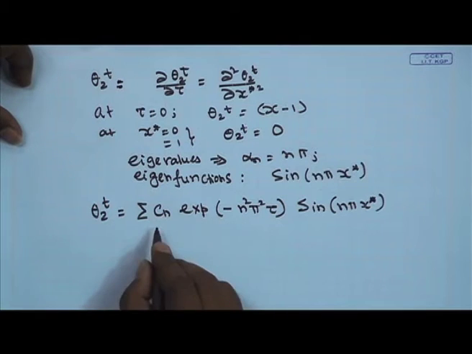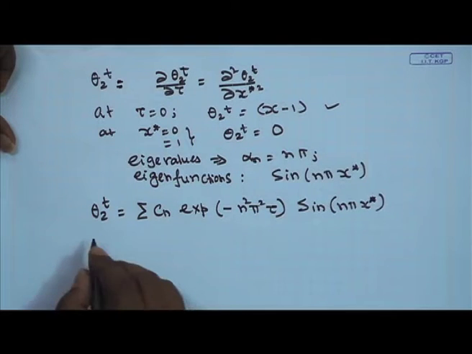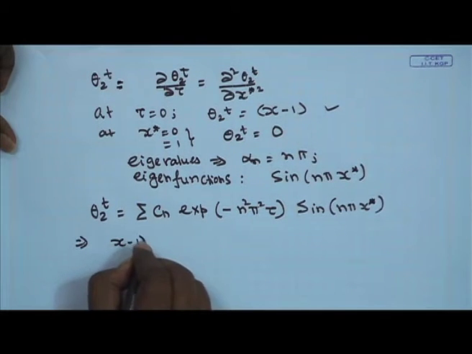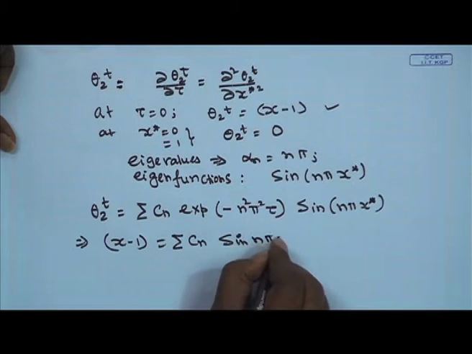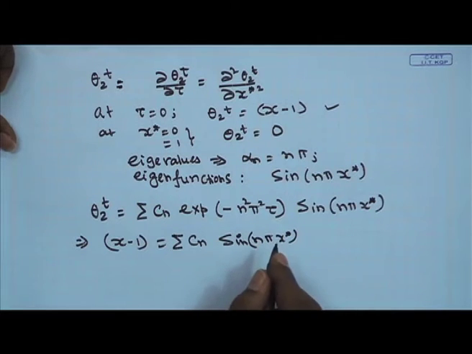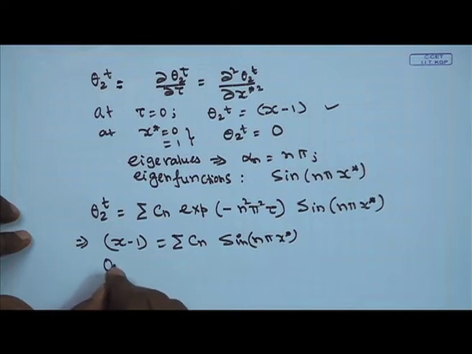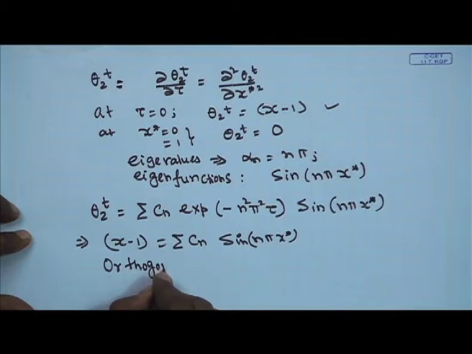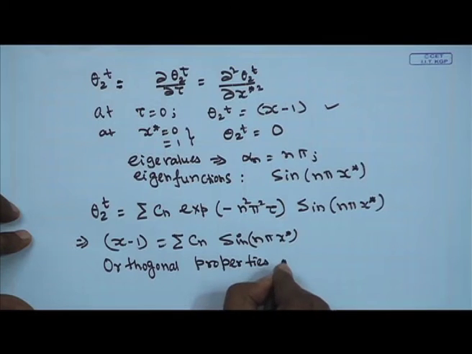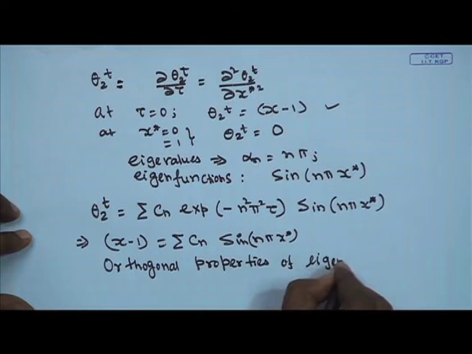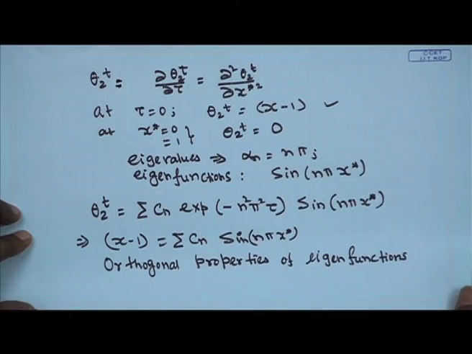So this Cn, the constant, has to be evaluated from the non-zero initial condition. That means x minus 1 will be summation of Cn sine n pi x star, and we will be evaluating it by using the orthogonal property of the sine functions, or eigenfunctions. So using the orthogonal properties of the eigenfunctions, let us see what we get.